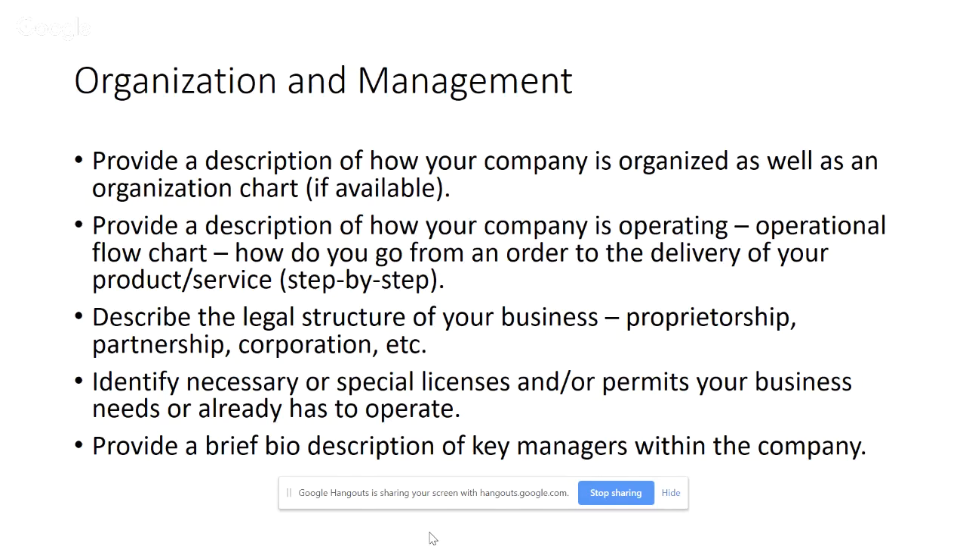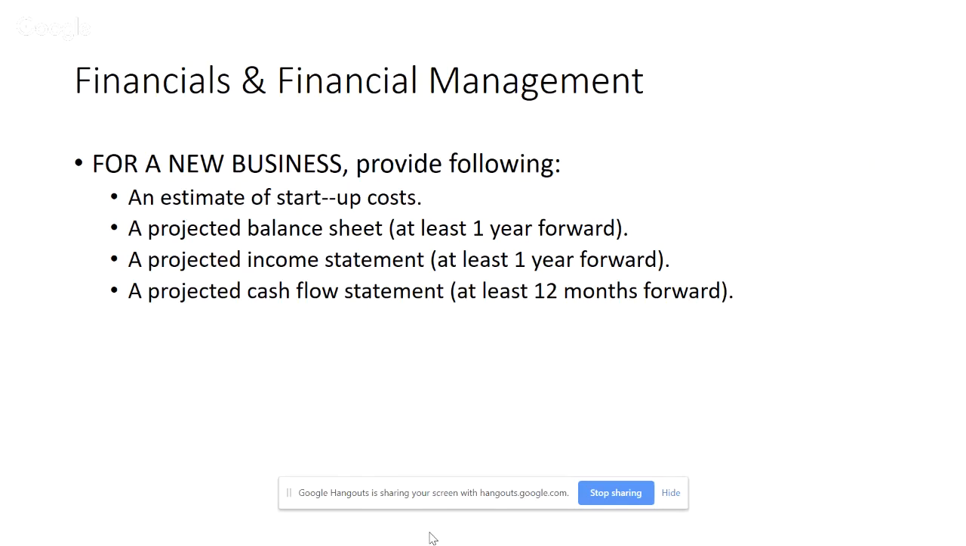And then once you know how you're going to run your organization and who's going to manage it, now you want to show your financials in your financial management. The financials usually provide a good summary of everything you talked about in the business, now in numbers. If you have a new business, your financials should have an estimate of startup costs. We talked about fixed and variable costs. Fixed and variable costs are usually costs associated with operating the business, versus the startup costs, which are all the costs you have to incur to make your business operational.